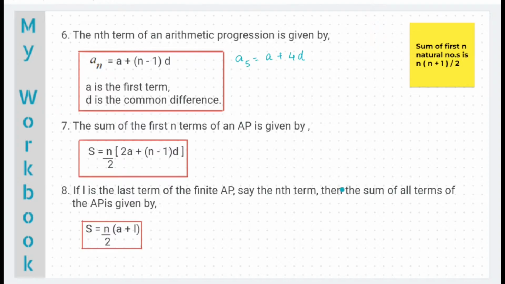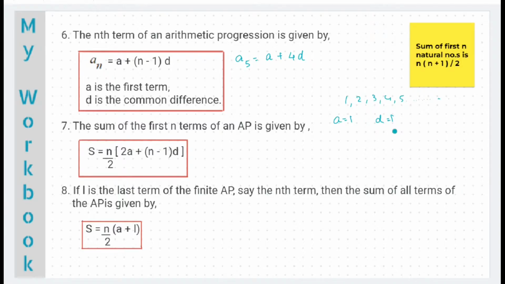Now there is an important note. Sum of first n natural numbers is n into n plus 1 by 2. So natural numbers start from 1, it goes on 2, 3, 4, 5 and so on. So it's an infinite list. We see that the first term A is 1 and the difference between the successive terms, that is common difference, is 1. This is in case of natural numbers.